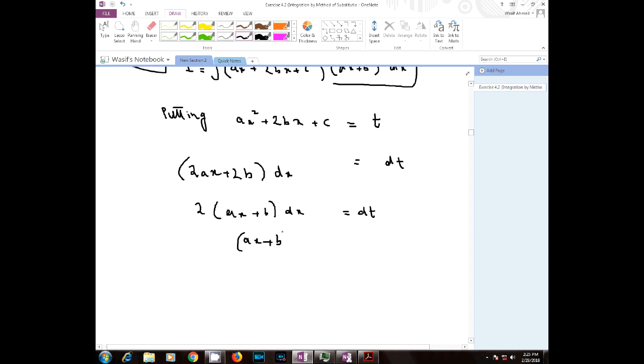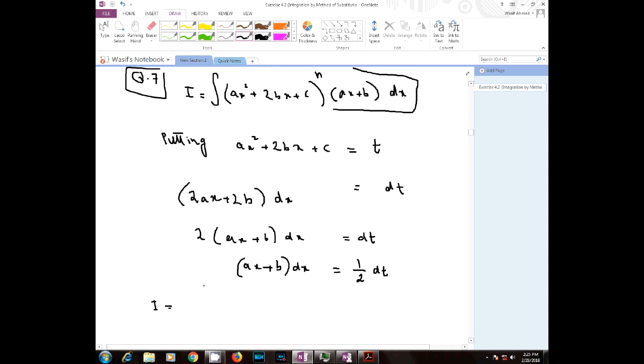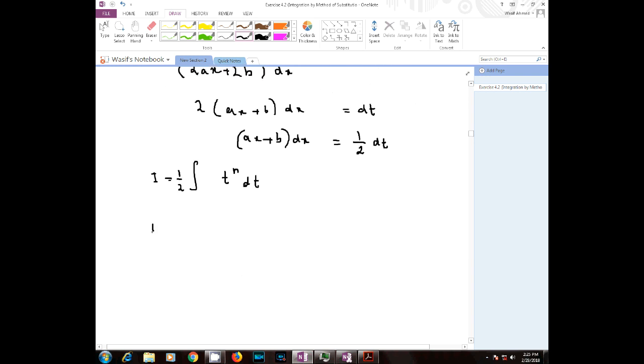Therefore, we will separate ax plus b multiply dx. We will make it separate from here. This is simply equal to 1 divided by 2 dt. Now your integral I becomes the integral of ax squared plus 2bx plus c, since it is equal to t, so t raised to the power n, multiply with ax plus b dx. This is equal to 1 divided by 2, that is taken out of the integral, t to the power n dt.